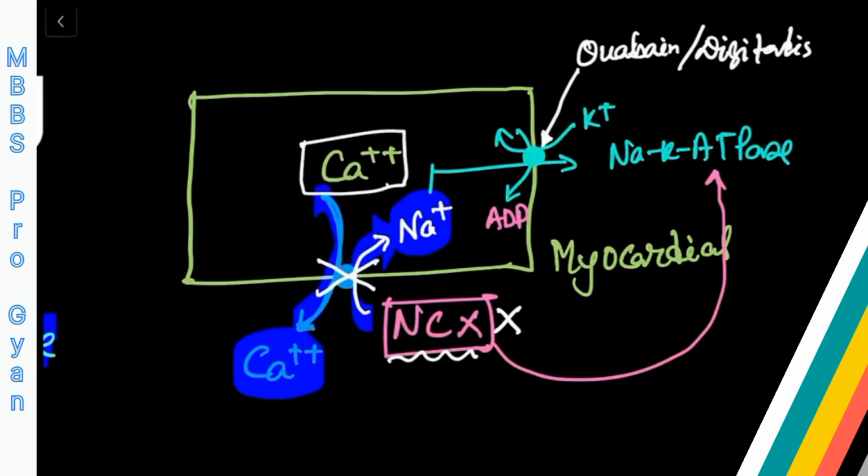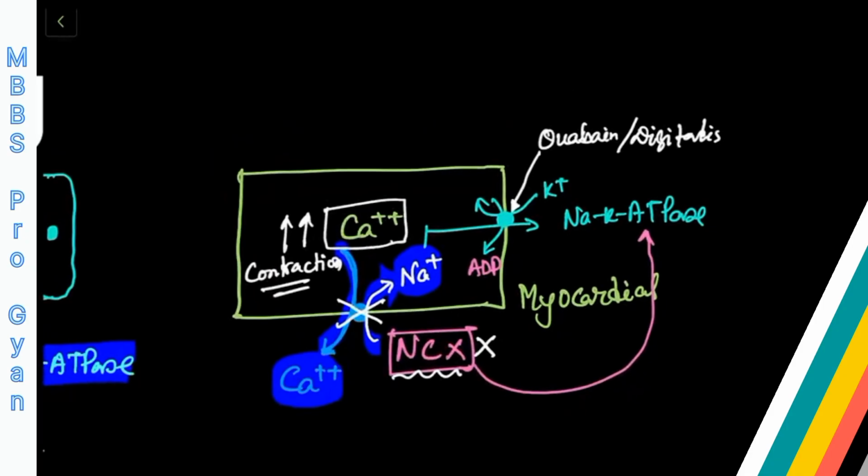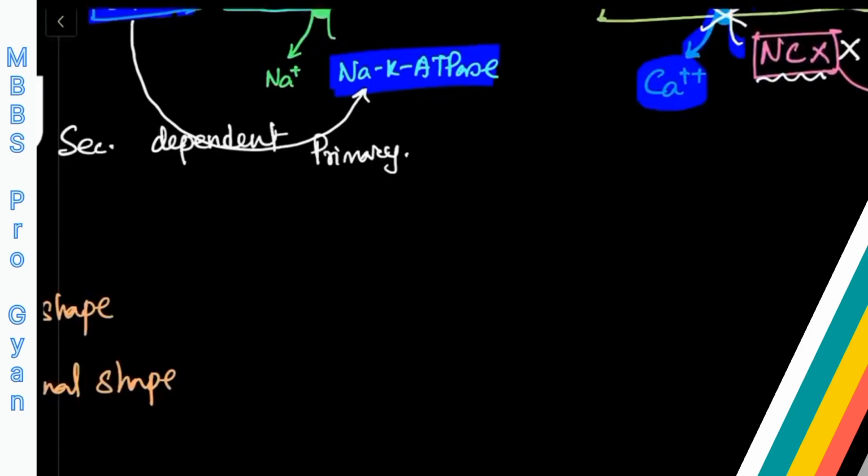And if the NCX is not working, what will happen? Calcium will accumulate more and more inside the myocardium, and that will increase the force of contraction, or the contractility of the myocardium. And that's why we know digitalis increases the force of myocardial contraction by blocking the sodium potassium ATPase pump. Secondarily, the NCX will also be inhibited in this condition. So this is all about the primary and secondary active transport, and we have given two examples. One is a symporter, one is an antiporter.